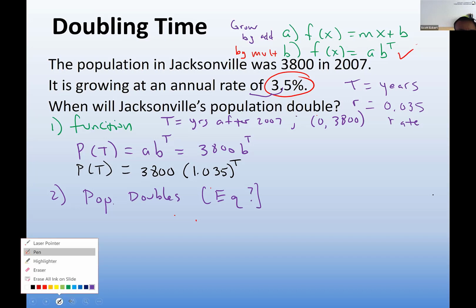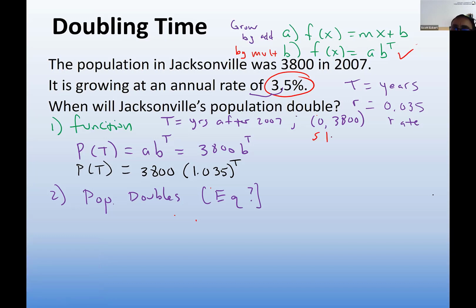Well, A would be 2. Well, no, A is the start. Yeah, A is the initial. This is our start. I'm tripping. Okay, so the question is when. So T is unknown. T, I don't know. And it's supposed to double.